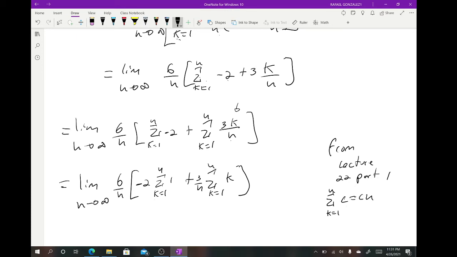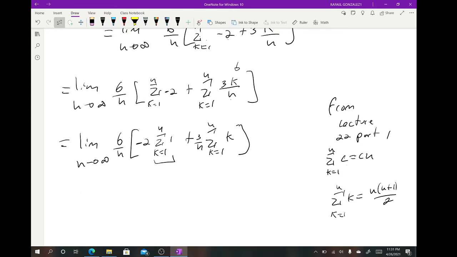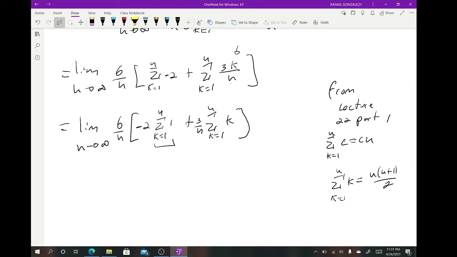That means that this piece right here is just going to be equal to n because c is 1. And we know that the sum of k equals 1 to n of k is equal to n times n plus 1 over 2. That is one of the formulas that I gave you in the previous lecture. So I'm just using things that we have seen before. This is not magic. It's not popping out of thin air.